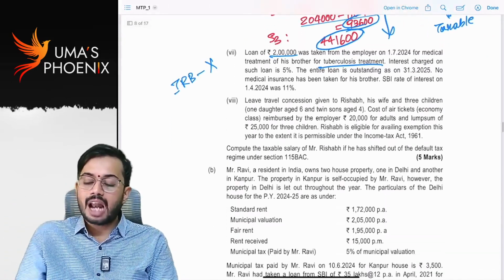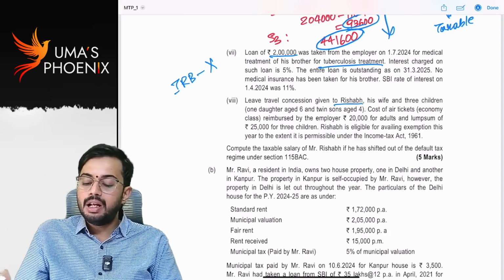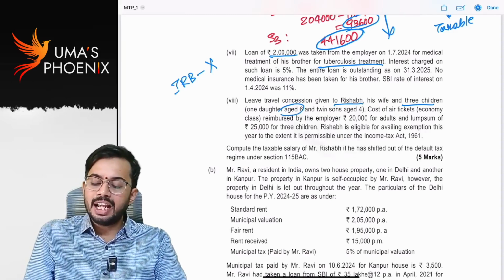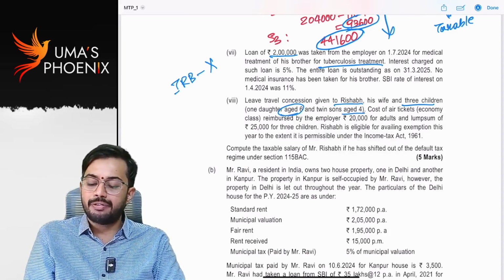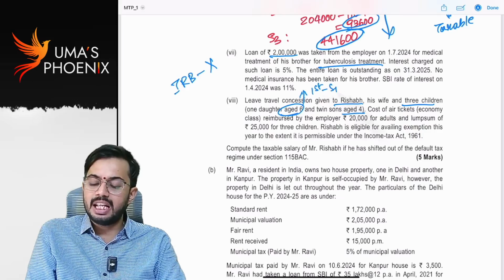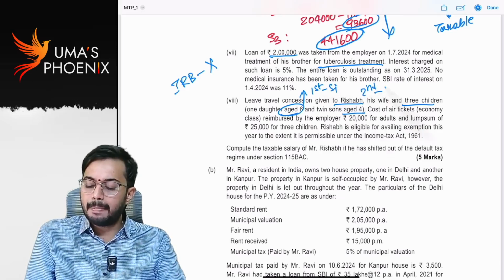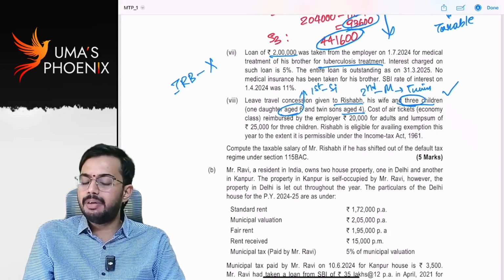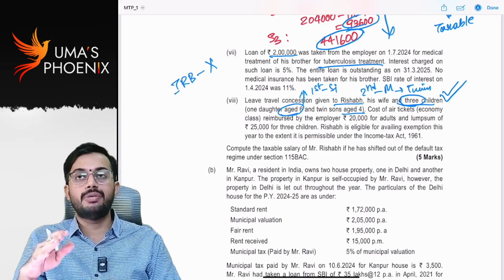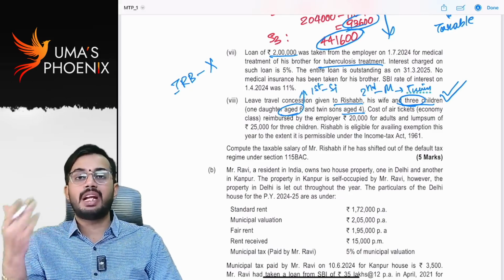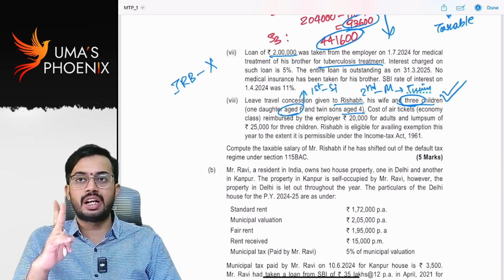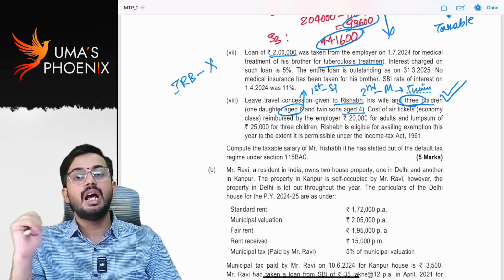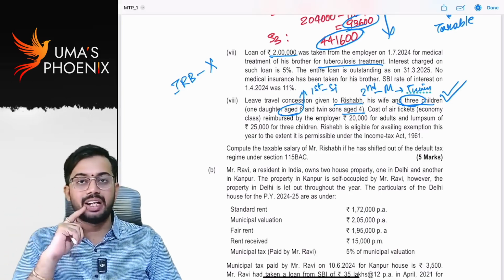Next, leave travel concession given to Rishabh, his wife and 3 children. One daughter is aged 6 and twin sons aged 4. That means first birth single child, second birth multiple child. Okay, twins. In this case, benefit is available for all 3 children. I have told you, generally after 1st October 98, benefit is available for 2 children. However, if the first child is single and the second birth is multiple children, benefit is available for all children. Am I correct? Good.